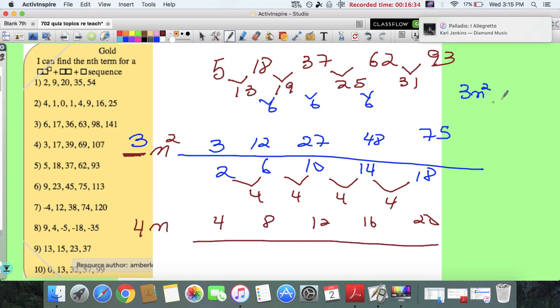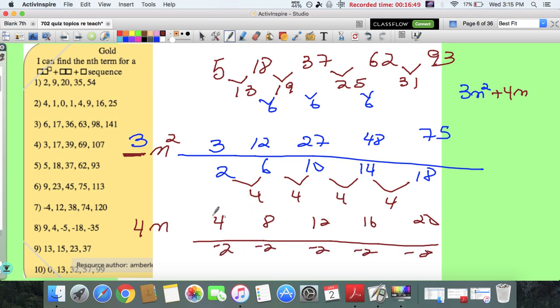So 3n squared plus 4n, do we have to make any adjustments? Yes, we do, because we really want a 2, so 4 to 2, it's minus 2. 8 to 6, so you can tell it's minus 2, minus 2, minus 2, right? How did the 4 become a 2? Subtract 2. How did the 8 become a 6? Subtract 2. So make a little adjustment: minus 2.